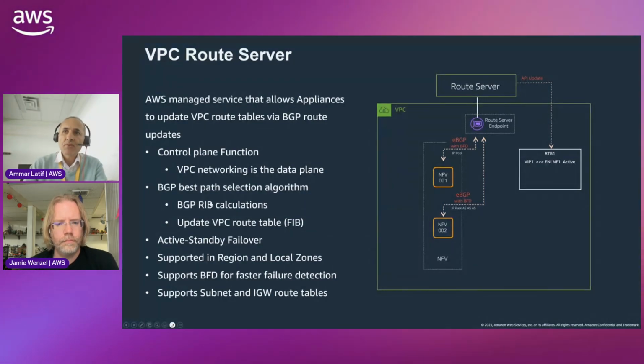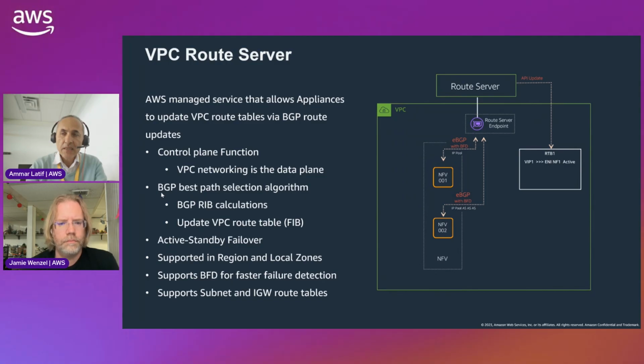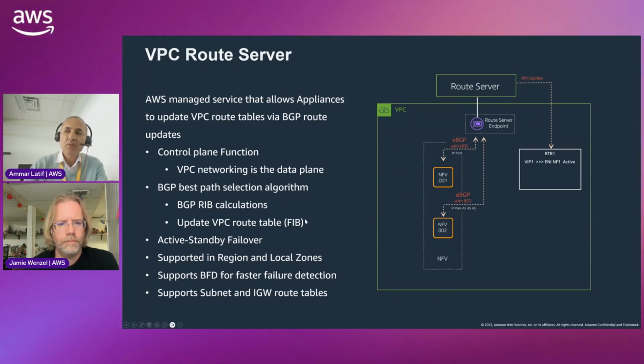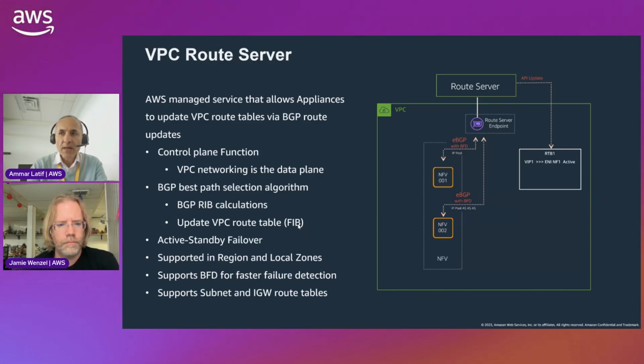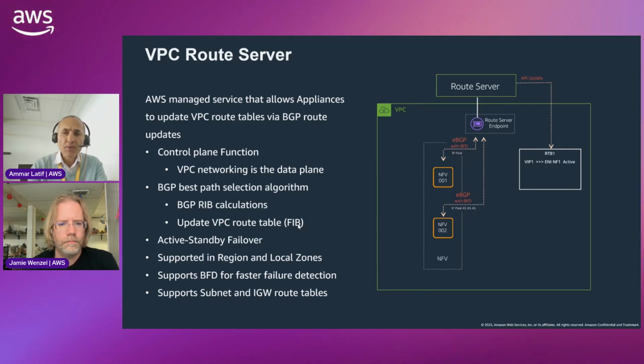In this case, the BGP best path selection kicks in. It does the RIB calculation, and then it updates the VPC route table, which is the FIB in this case. The use cases here are active standby, switch over between availability zones.